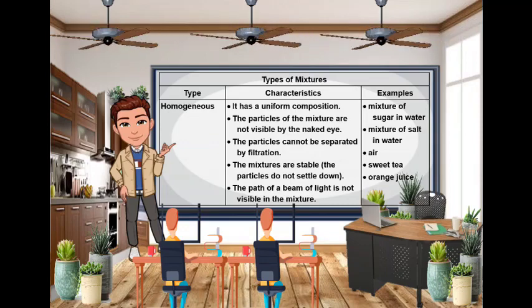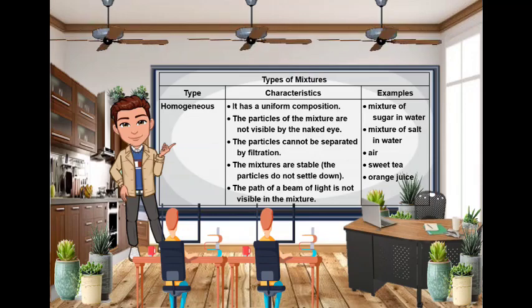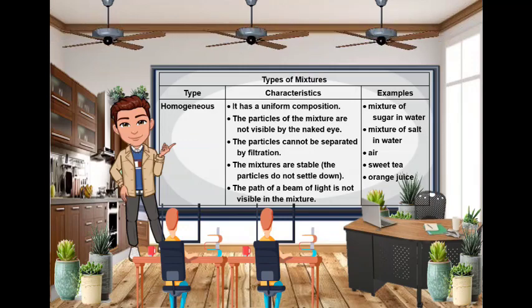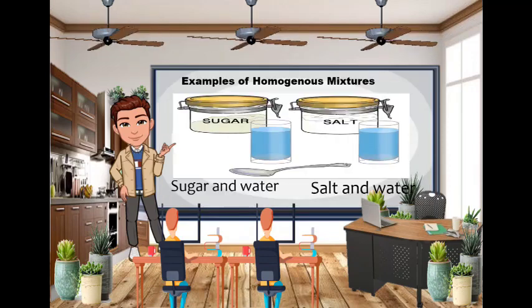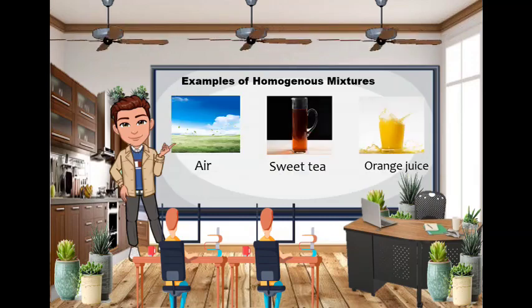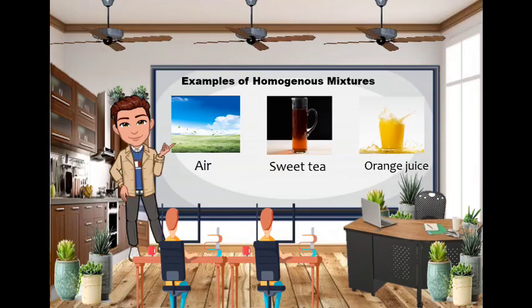Examples are mixture of sugar and water, mixture of salt in water, air. Air is a mixture because it is a combination of oxygen, nitrogen, and carbon dioxide. Another is sweet tea and orange juice. Okay, these are the examples of homogeneous mixture: a mixture of sugar and water and salt and water. Other examples are air, sweet tea, and orange juice.